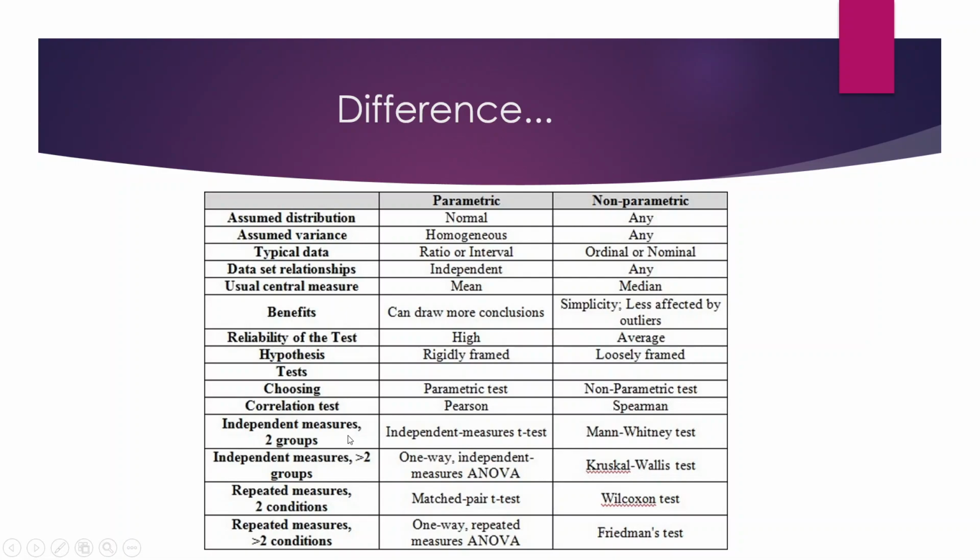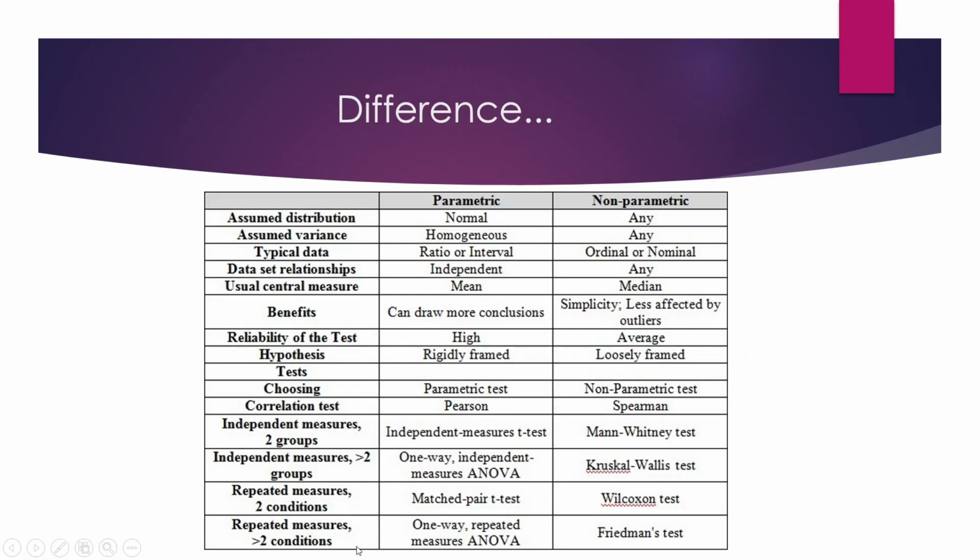If we are comparing two groups, then in case of parametric we run the independent measures t-test, while in case of non-parametric we run the Mann-Whitney U test. If there are more than two groups, then in parametric we run one-way independent measures ANOVA, and for non-parametric we have the Kruskal-Wallis test. For repeated measures with two conditions, that is a dependent sample t-test or paired sample t-test, we use it in parametric. The non-parametric equivalent of this is the Wilcoxon test.